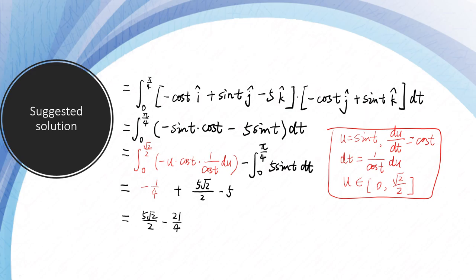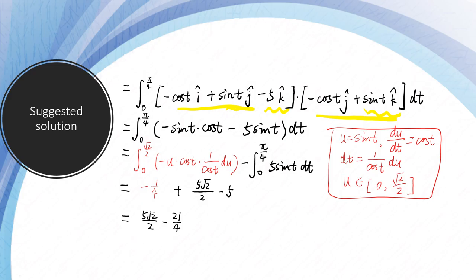Now we will do the calculation on the long expression. Since these are two vectors, when we do i dot j it is 0, and i dot k is also 0. So the only things left are sine t in the j direction times negative cosine t in the j direction, and negative 5 in the k direction times sine t in the k direction. So we get negative sine t times cosine t minus 5 sine t dt.